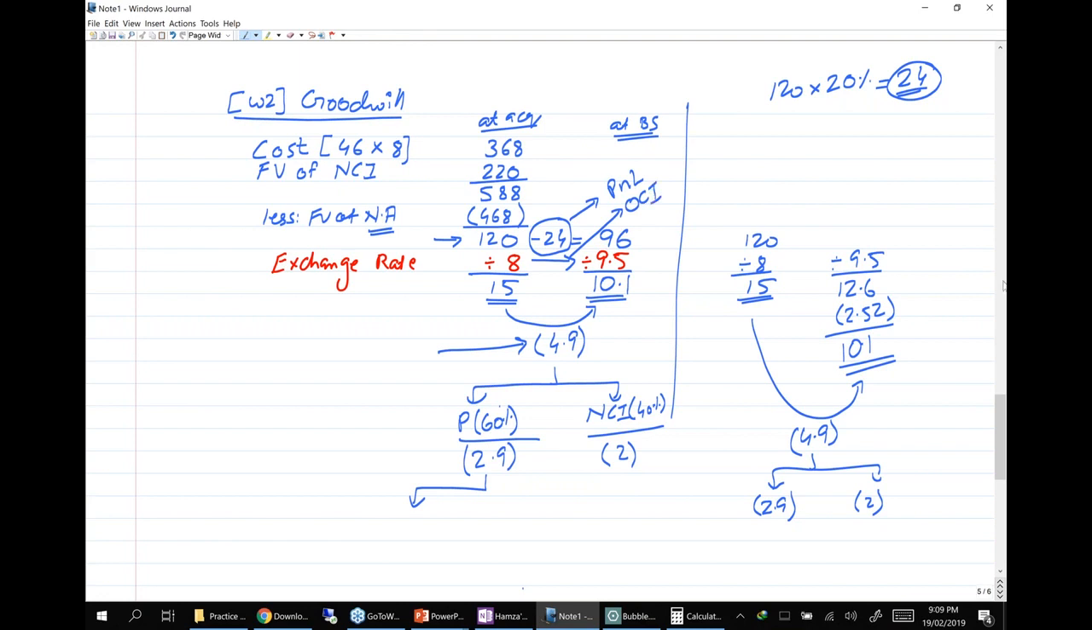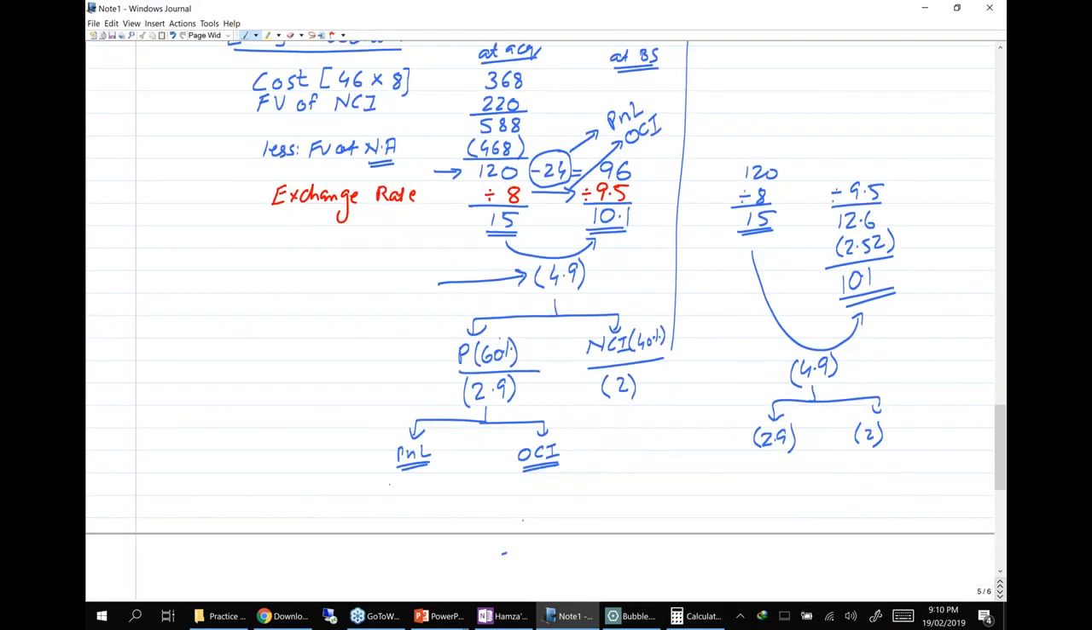This time negative 4.9 has two reasons. One is the impairment and the other is the exchange rate. So that is why we need to break this into both. Some impact taken to the P&L and some impact taken to the OCI.